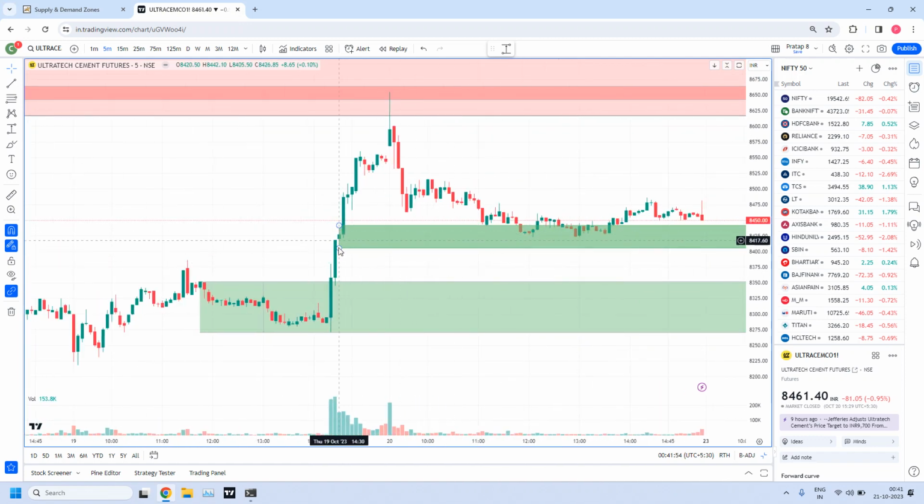And in 5 minutes, we have identified a demand zone, which should be our target. And today it reached the target. At 11:10, it reached the target. Do you know how much return it has given? 20,030 rupees. It has given nearly 20,000 rupees.